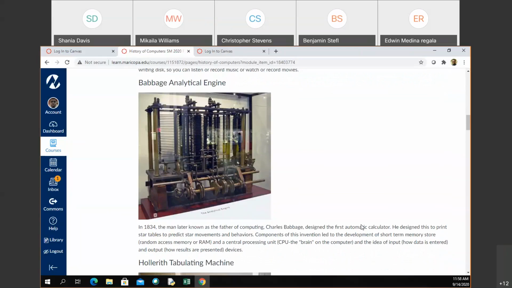But anyway, he designed this to print star tables to predict star movements and behaviors. Components of this invention led to the development of short-term memory storage, so random access memory, or RAM, which we'll talk about a little bit, and then the central processing unit, or the CPU, and the idea of input, data being entered, and output, how it's presented. And so these four things, storage, processing, input, and output, are the types of devices that you need for a computer. So many of you can probably think now: my computer does have storage. I have memory on my computer. You have a couple of different types of memory, probably, actually. A CPU, central processing. You have something that processes data in your computer. Inputs. How do you input data into your computer? Outputs. How do you receive the data once it's been entered in and some calculations have been done?